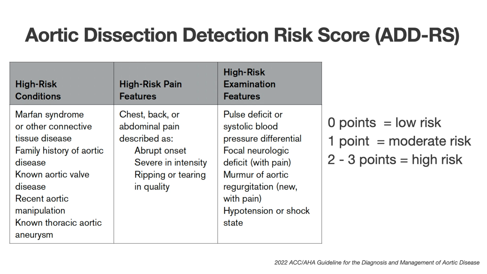Aortic dissection detection risk score is a standardized score based on 3 items: high-risk conditions, high-risk pain features, and high-risk examination features. An ADD risk score of 0 points is low risk, 1 point is moderate risk, and 2 to 3 points is high risk.